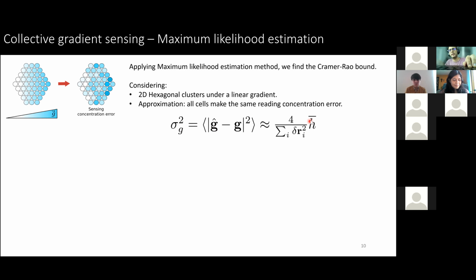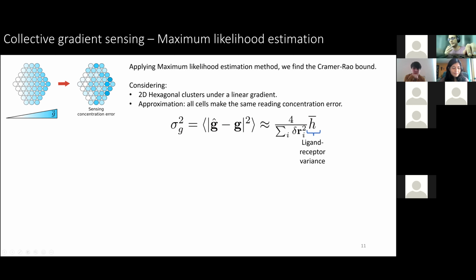So we can see in that expression we have this factor H. H bar is basically the ligand receptor variance, so this is the real concentration error of each individual cell. And we also have this prefactor that is a geometrical prefactor that has to do with the shape of the cluster. So now we can use this equation to make some predictions of how the error is going to vary with the parameters of the problem.